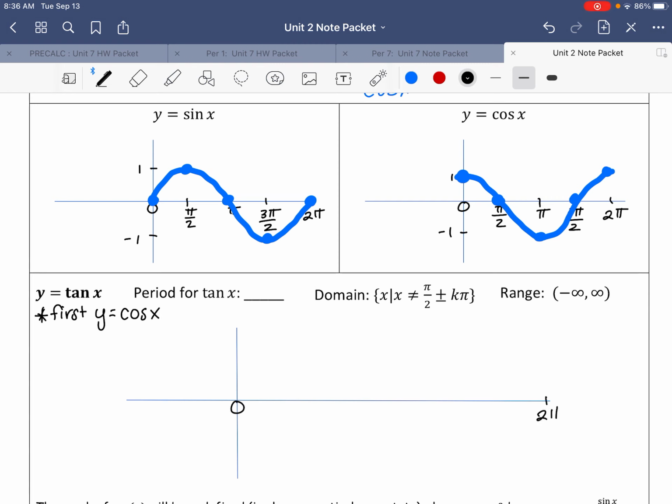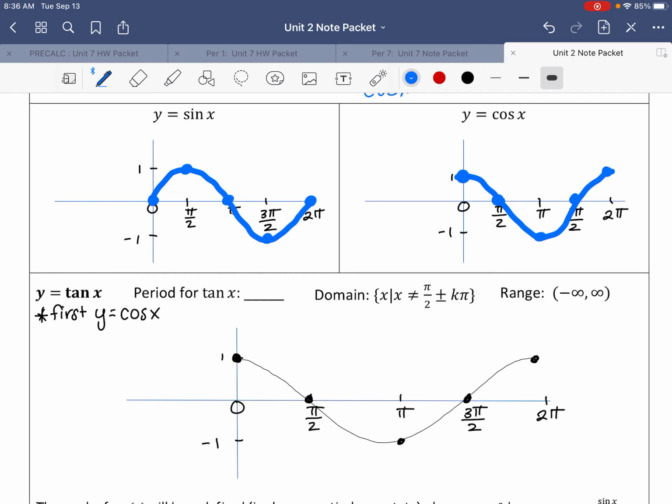We're going to go out to 2 pi, cut it in half, half again. I'm going to make it go up to 1 and -1. And I'm going to draw this in pretty light because this is not my actual graph. So cosine starts at 1, 0, -1, 0, +1. And then this is my cosine graph. Dot it in or just draw it real light. And now we're ready for the actual tangent graph.